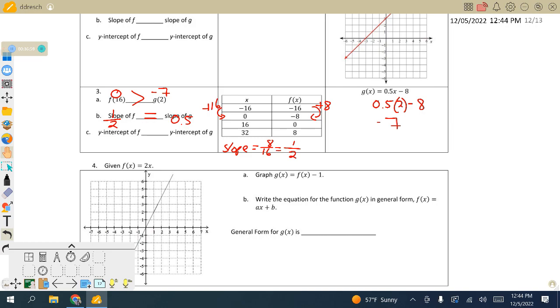The y-intercept is our last one from the table. Again, we've been talking about it. Y-intercept from a table, x has to be 0. Do I see that on my table? I've been circling them. I've been writing it to say, hey, when x is 0, the y-intercept is -8.